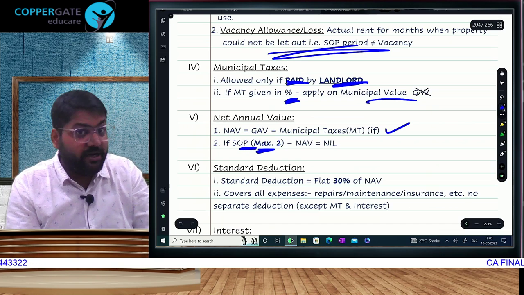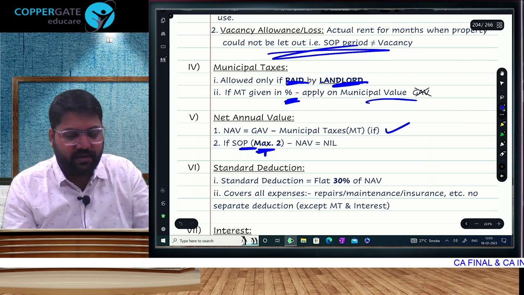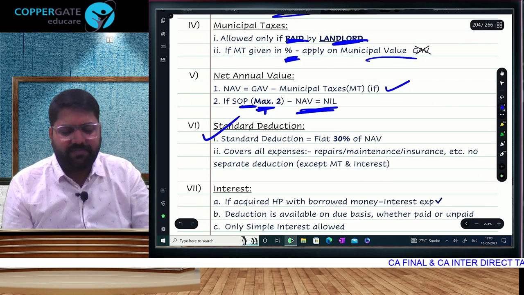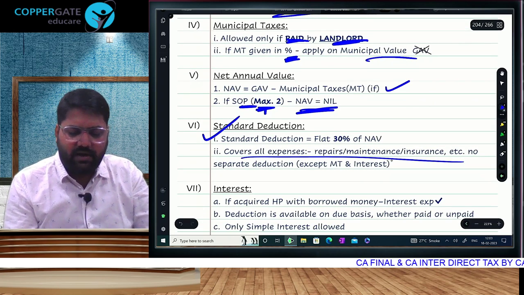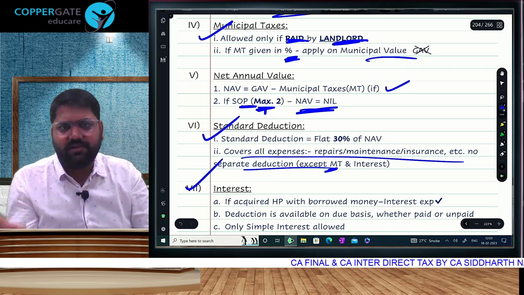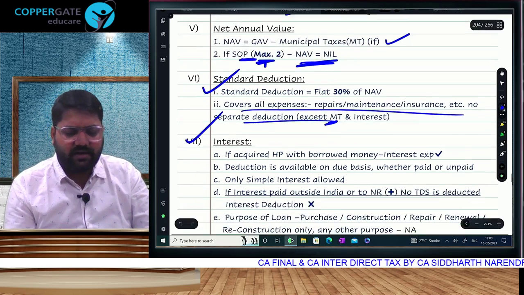For SOP, but only two houses, more than two will become DLOP. For SOP, we will take NAV equal to zero. Standard deduction will be flat 30% of NAV and it will cover all expenses, no separate deduction. Only municipal tax is given here and interest is given. Everything else will get covered under standard deduction.